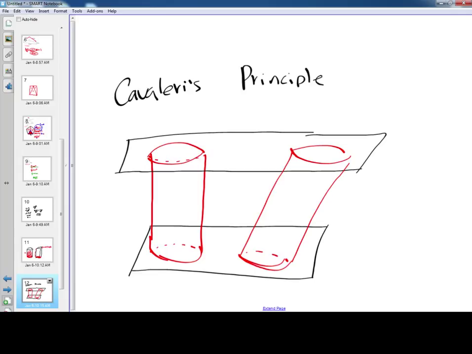Wouldn't it be equal? How would they be equal? Because you're just slanting it. You're not changing the dimensions of it. Oh, you're way too smart, dude. And that's exactly what Cavalieri is saying. He's saying, you know what? Because kind of looking at them, obviously they're not the same, right? So why would they have the same volume?